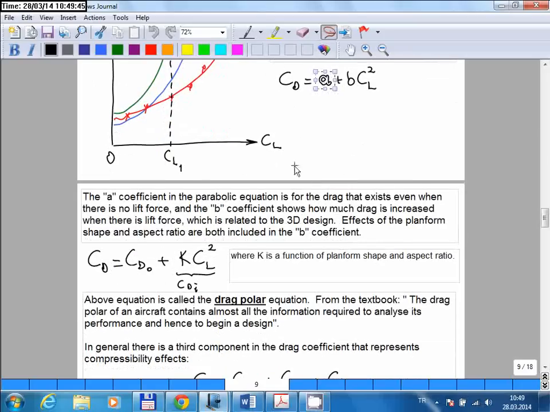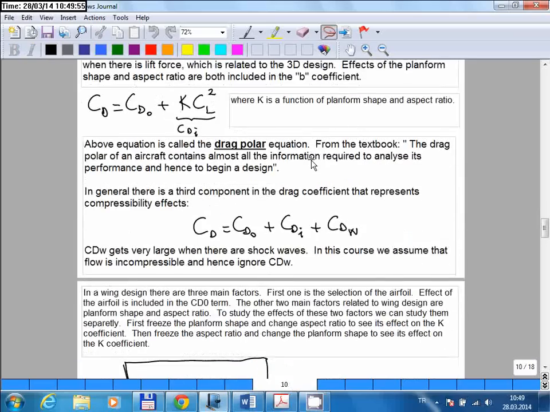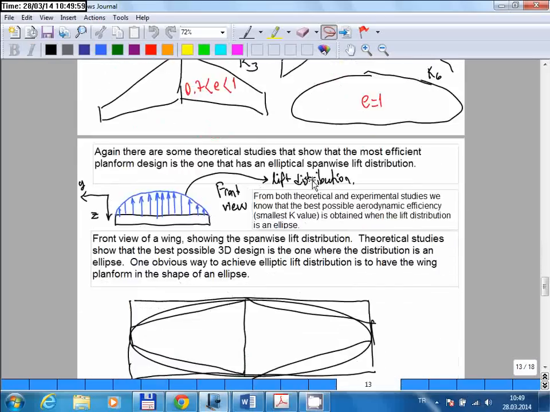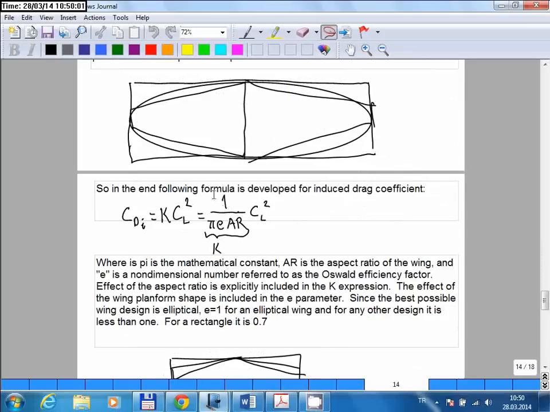So the A coefficient itself is equal to the parasite drag coefficient CD0, and for the B coefficient, there is an expression, and let me skip to that expression. The B coefficient is given by this relation here.